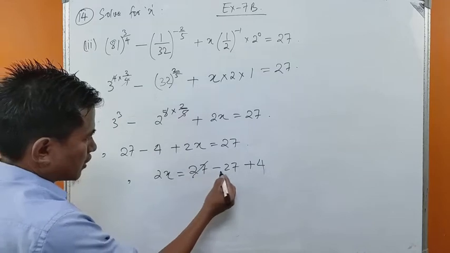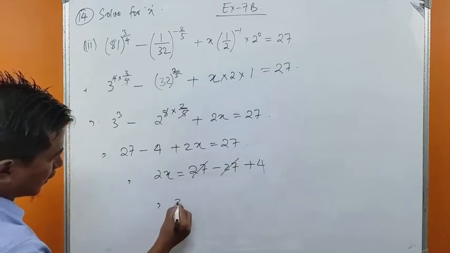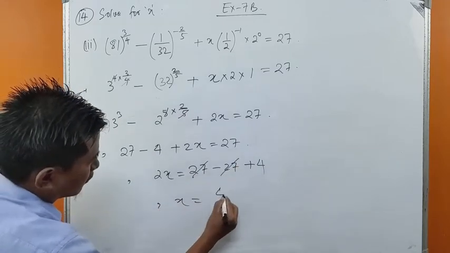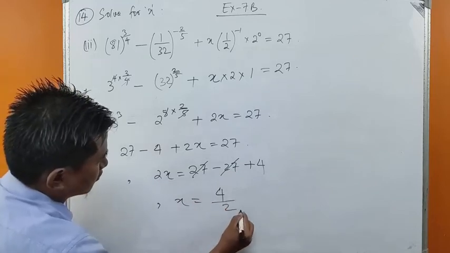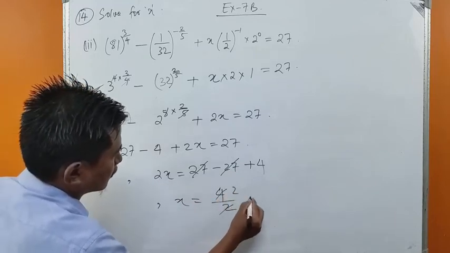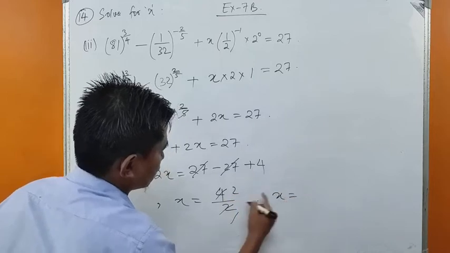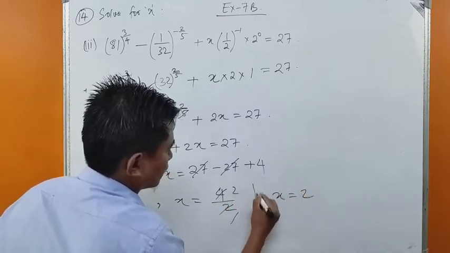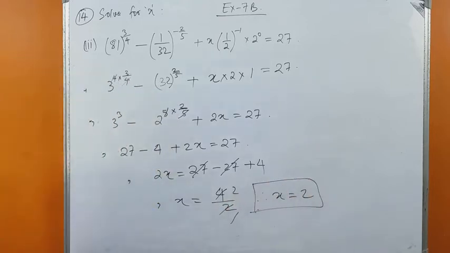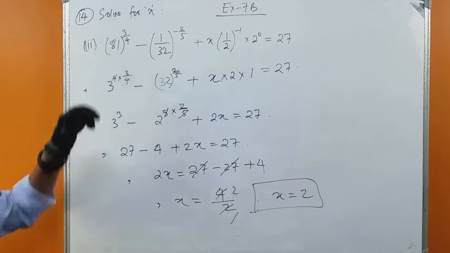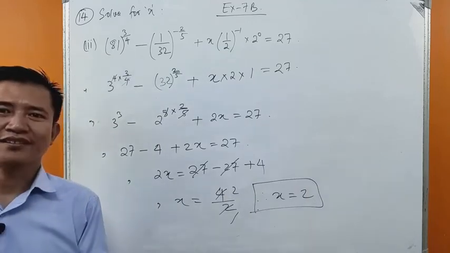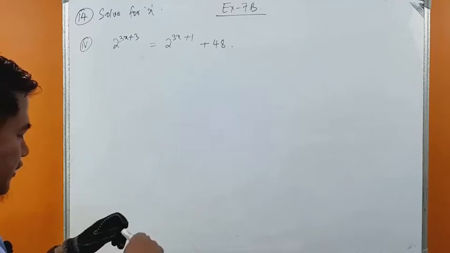Now plus 27 minus 27 cancels, or x equals to 4 upon 2, this 2 comes down to the denominator. 2 1s are 2, 2 2s are 4. Therefore, x equals to 2. I hope you got this. The value of x is 2. Answer for question number 3 of 14. Okay, that's question number 4 of 14.